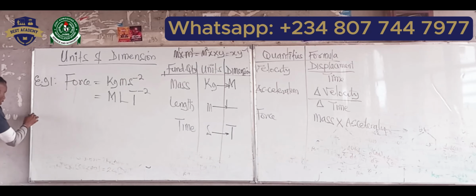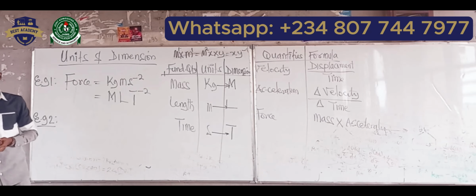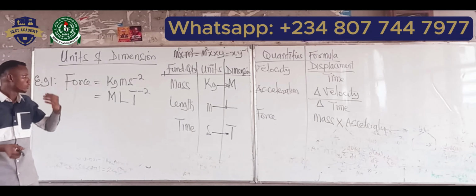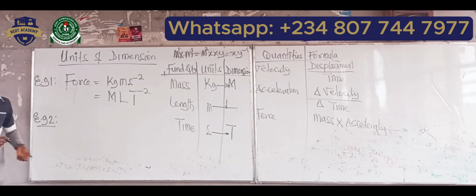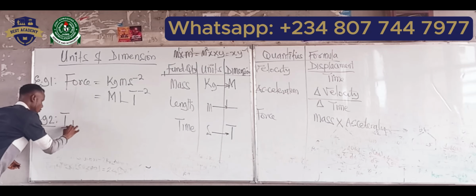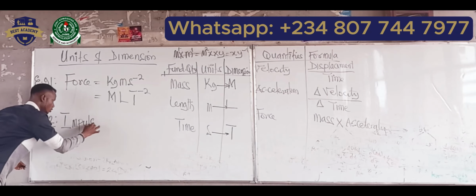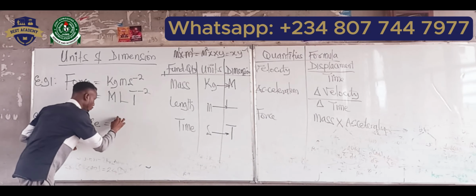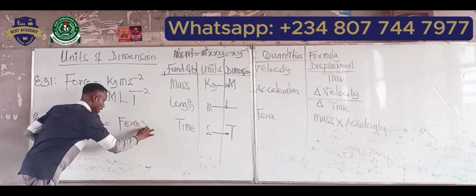Let's take example 2. Find the dimension of impulse. Of course, here we don't know the unit for now. So what am I going to do? I have to know the unit first before I know the dimension. The formula for impulse is force times time.